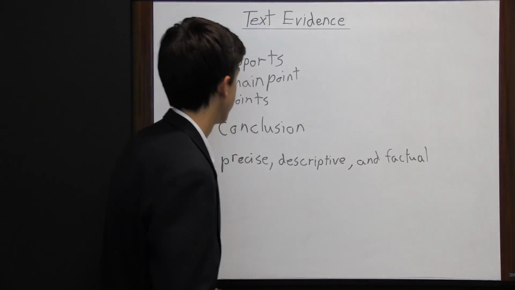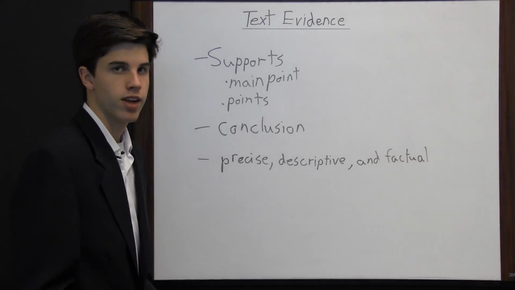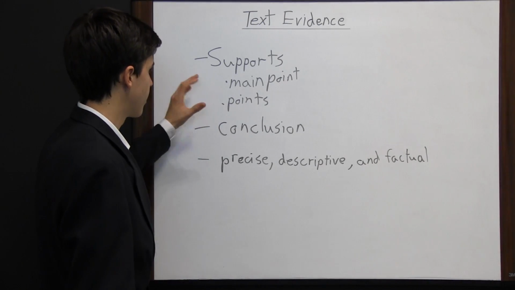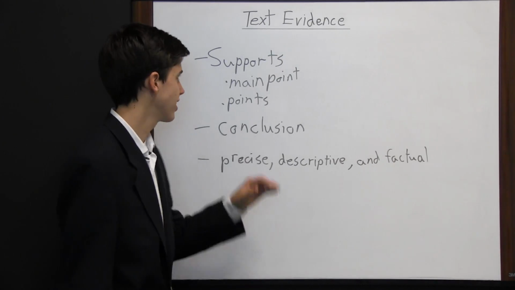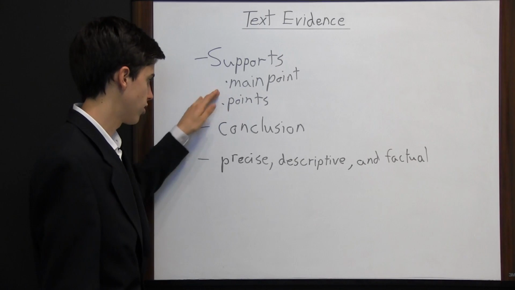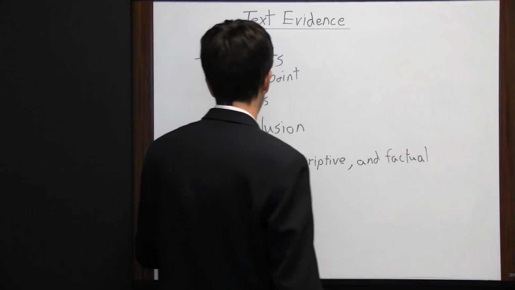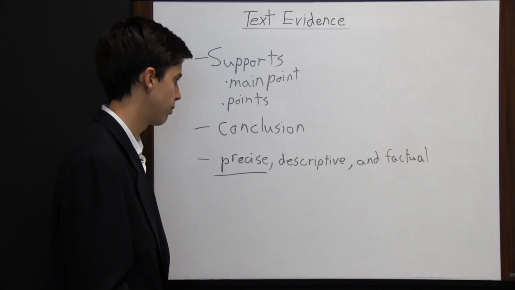Remember I said that text evidence supports the main point or points in a story. Well, generally a main point and points throughout a piece of writing are going to be very general. They're not going to be very specific. Since these things are very general, it's important that there are some specifics in the paper. That's why the text evidence needs to be precise. That way the writer's paper isn't vague.